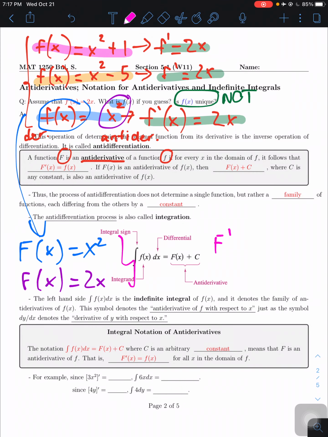F prime in here equals x squared prime, which equals 2x, which is little f, right? So I know that big F prime equals little f. So based on the definition, these are the antiderivative, and the other one is the original function.